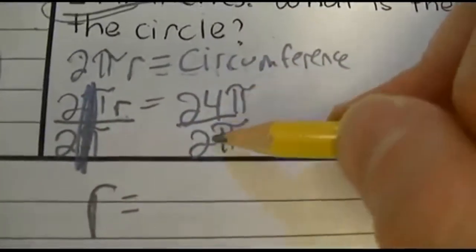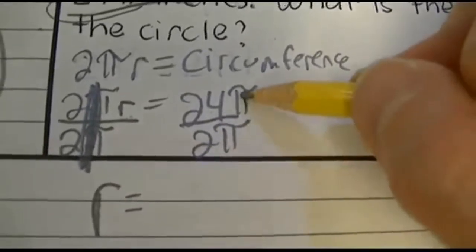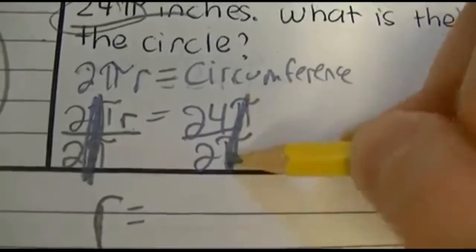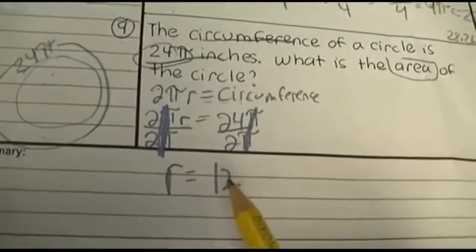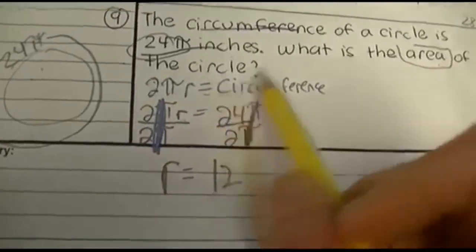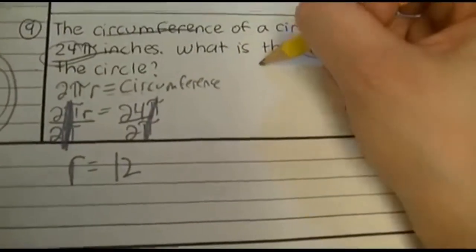What is 24 pi divided by 2 pi? Well, pi divided by pi is 1. 24 divided by 2 is 12. So your radius is 12, okay? But if you're like, oh, you know what? I don't like this circumference formula. I'm one of those people that likes this formula.